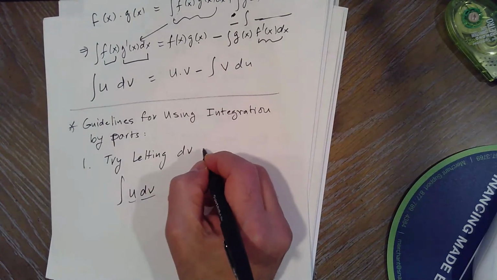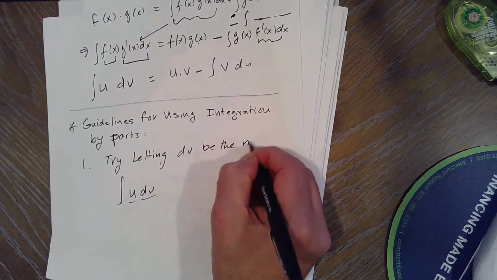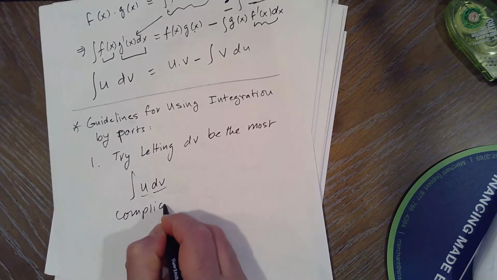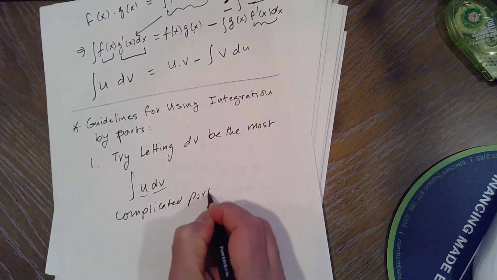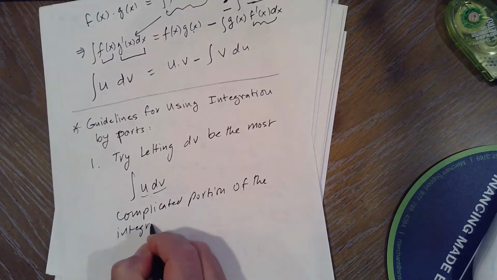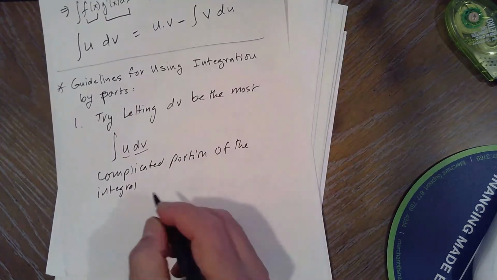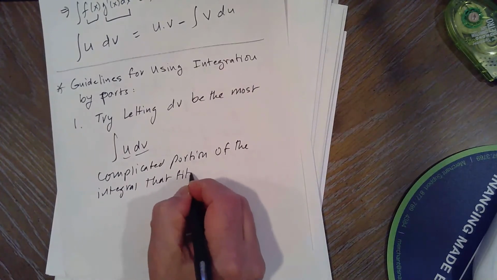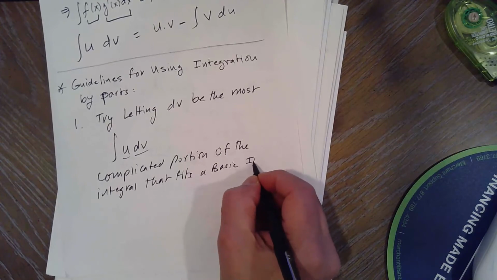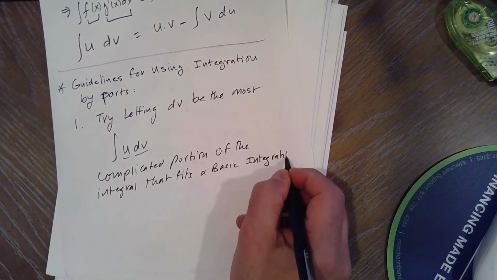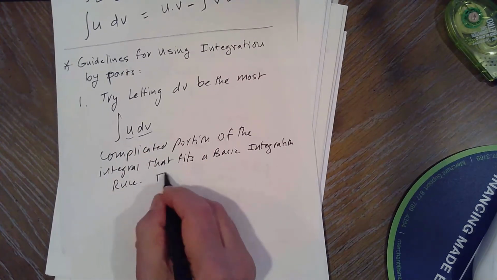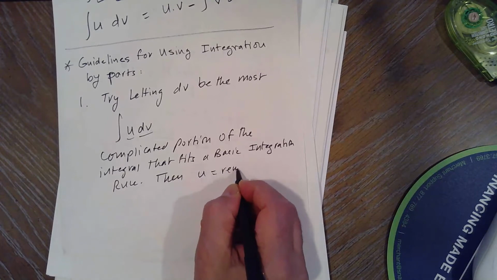So try letting dv be the most complicated portion of the integral that fits a basic integration rule, which is the rules that I just went over, if it's possible, it might not be possible. Then u would be the remaining part.